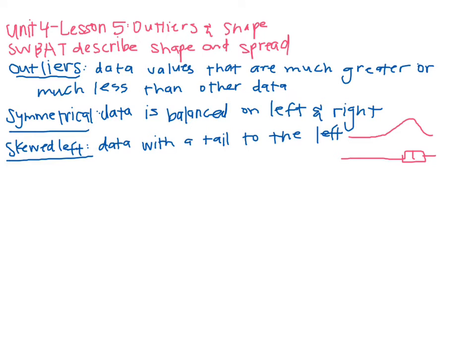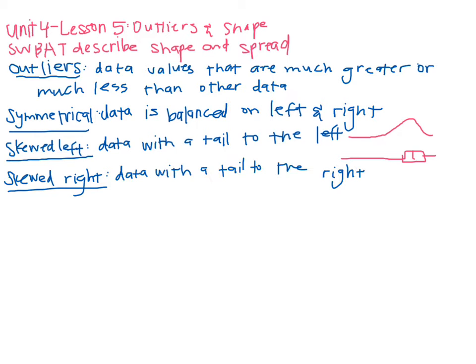We also have the opposite of skewed left, which is skewed right. And you can probably guess that this is data with a tail to the right. So on a curve, it would look like this, where you have a long tail going out to the right side. In a box plot, it might look something like this, where we're stretched out to the right.